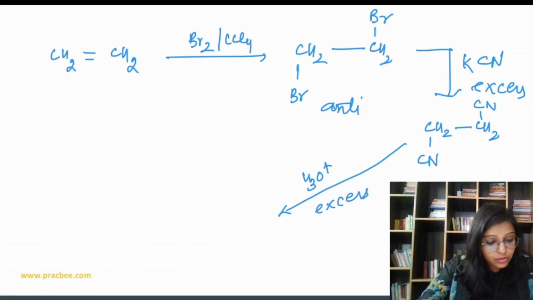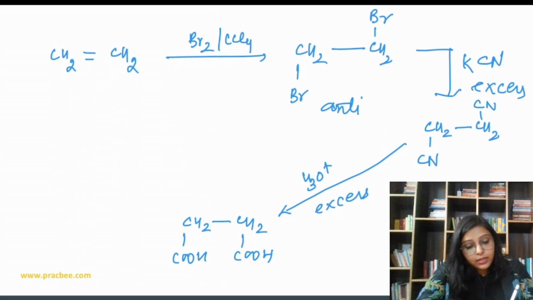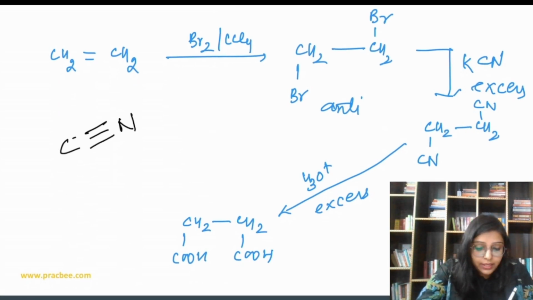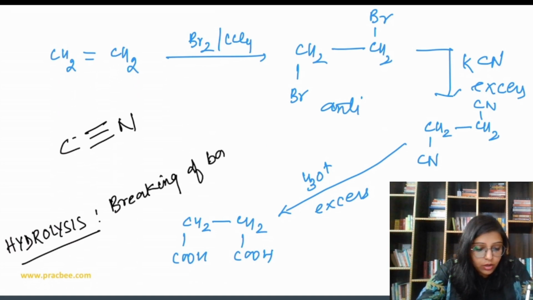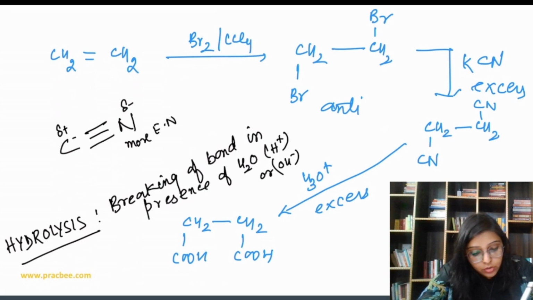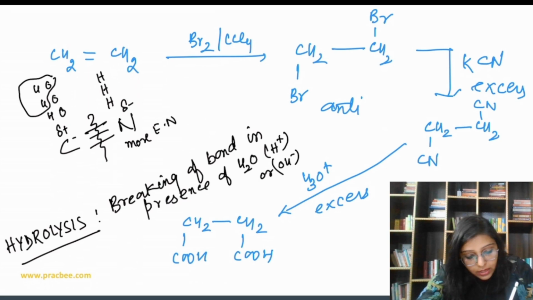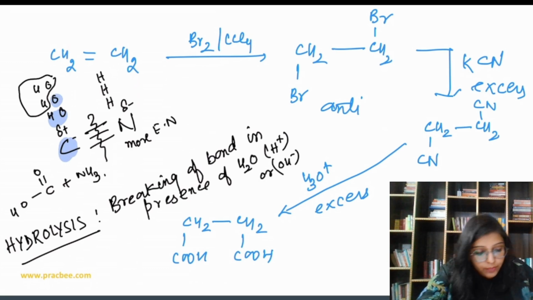Next, H3O+ excess. Now CN on hydrolysis gives carboxylic acid. See how to do hydrolysis? C triple bond N. Hydrolysis means breaking of bond in presence of water, either in acidic medium or basic medium. Nitrogen is more electronegative, so delta negative on nitrogen and delta positive on carbon. If I want to dissociate three bonds, put H, H, H and here put OH, OH, OH. Now two OH are unstable on one carbon, so rapid loss of water. So here we get C double bond O, OH, plus we get NH3. So we get this acid.